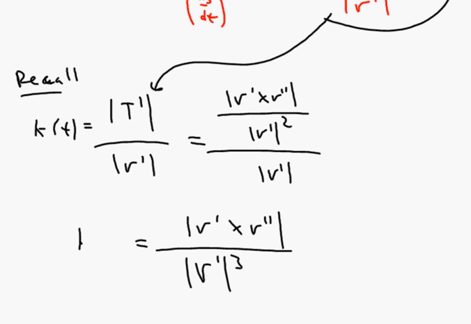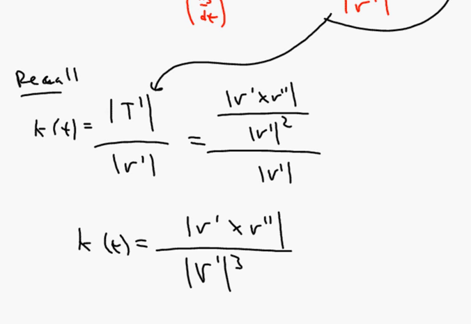And that's what we promised that curvature would equal. So now you have it. You have a formula for curvature, and you only really need to know what the original position function is, the vector valued function r of t, and you can just follow this calculation and you'll get curvature.